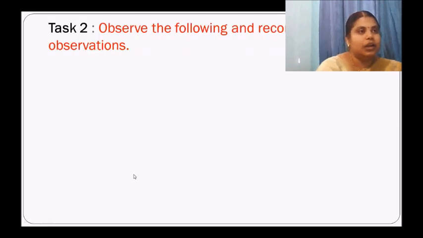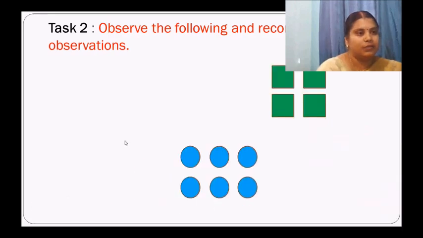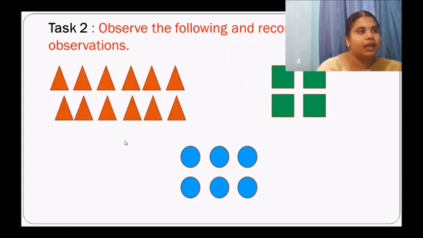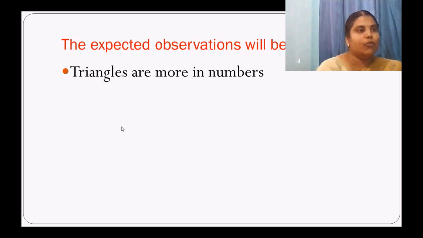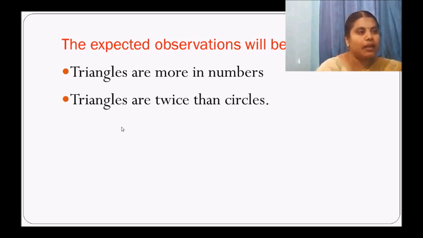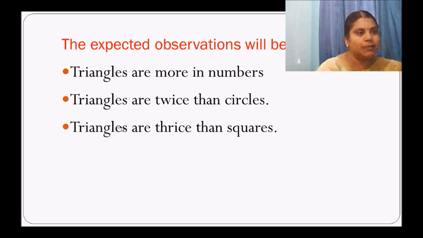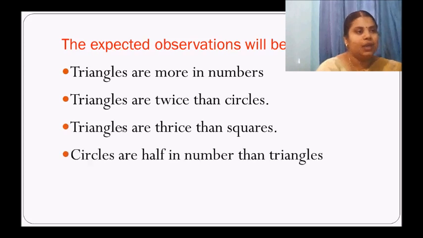Next, observe the following figures or pictures and record the observation. Here, 6 circles, 4 squares and 12 triangles. The questions to be asked and the accepted observations are as follows. Triangles are more in number. Triangles are twice the circles. Triangles are thrice the squares. Circles are half in number compared to triangles, and so on.